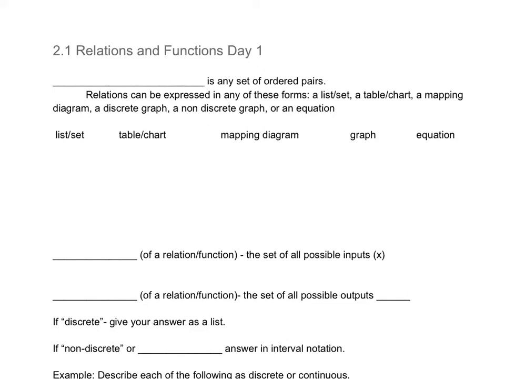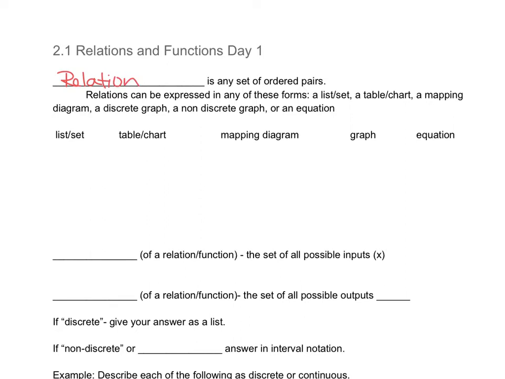Alrighty, so let's talk about the first day of 2.1. This is about relations and functions. To start off, a relation is any set of ordered pairs.